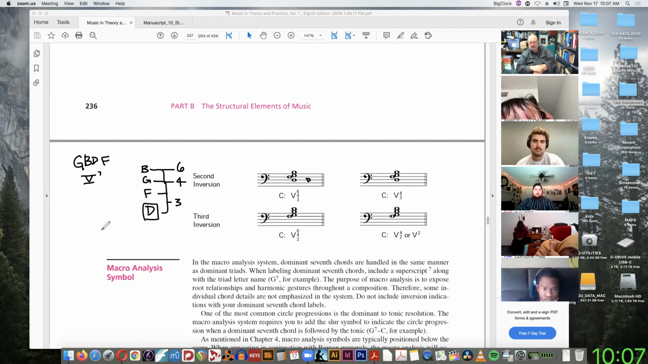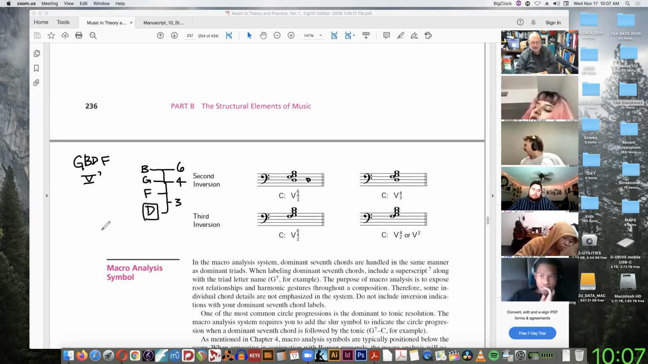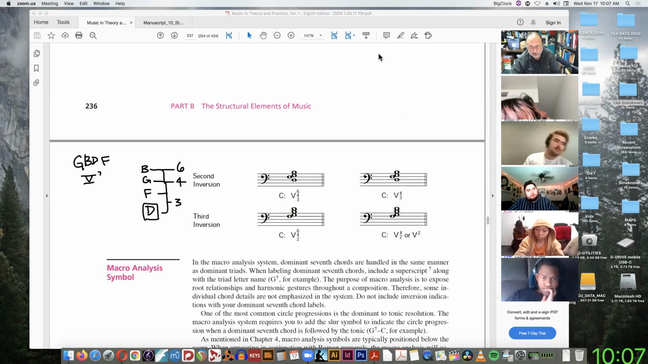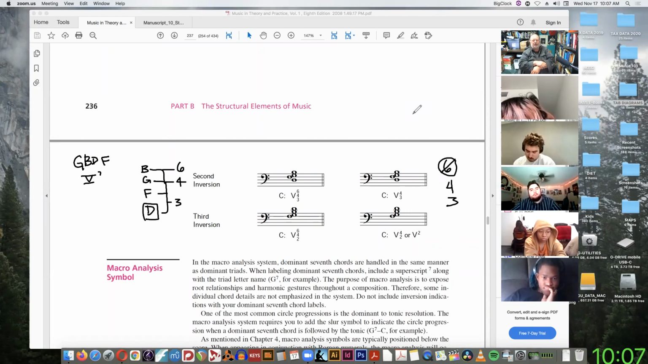Do you see how that works? D to F is a 3. D to G is a 4. And D to B is a 6. Okay, so the terminology is a 6-4-3 chord. And then over the years, we just call that a 4-3. The 6th is not listed. It's assumed.